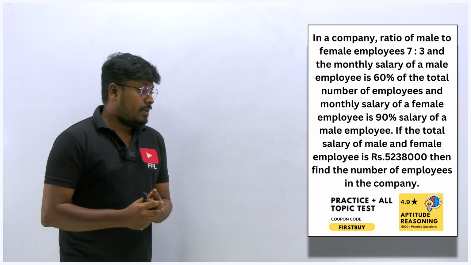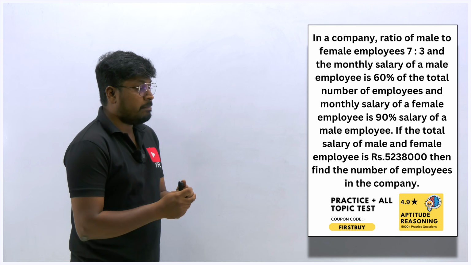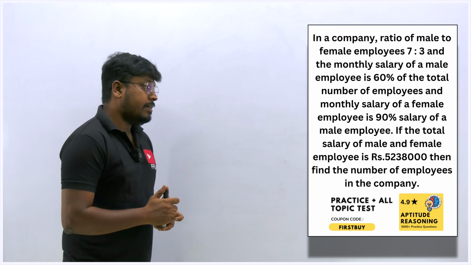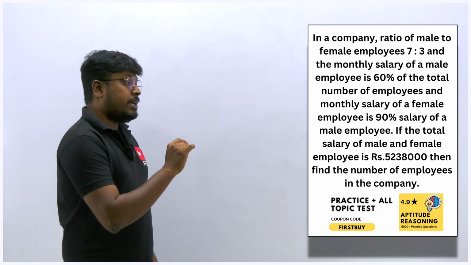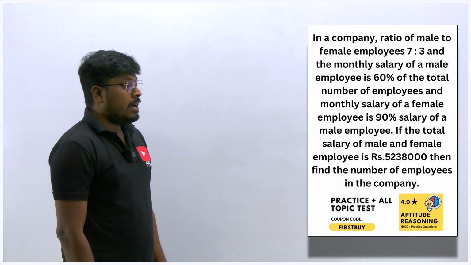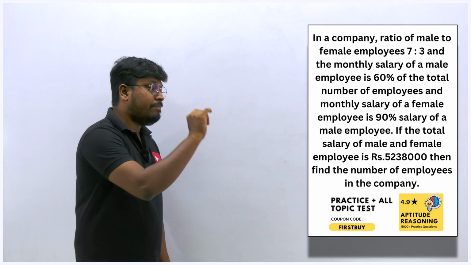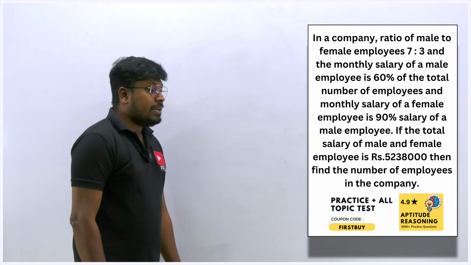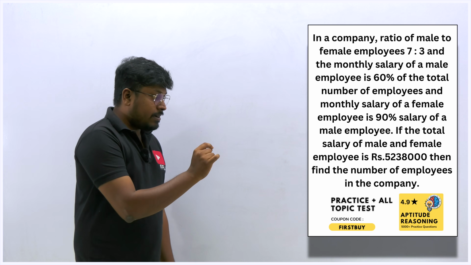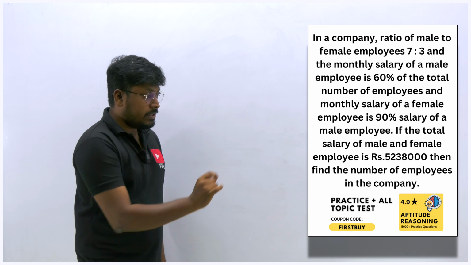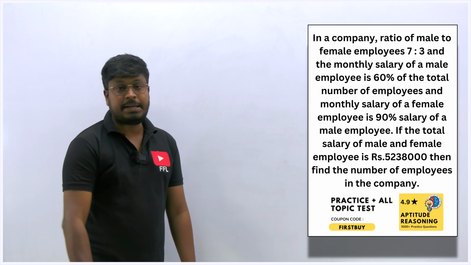Next question. In a company, the ratio of male to female employees is 7:3, and the monthly salary of a male employee is 60% of the total number of employees, and the monthly salary of a female employee is 90% of a male employee. If the total salary of male and female employees is 52 lakh 38,000, then find the number of employees in the company.